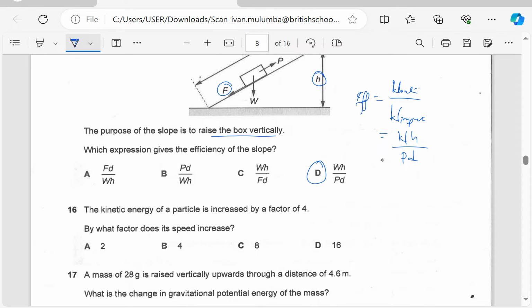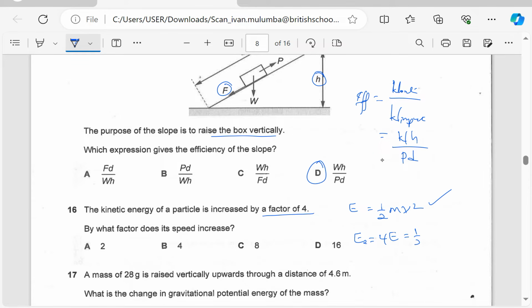The kinetic energy of a particle is increased by a factor of 4. By what factor does its speed increase? So we know that kinetic energy E_k is equal to a half mv squared. Let this be E1, or just E for simplicity. Then before increasing, this is what we have. After increasing, the second kinetic energy, I will call it E2, is going to be 4 times E.